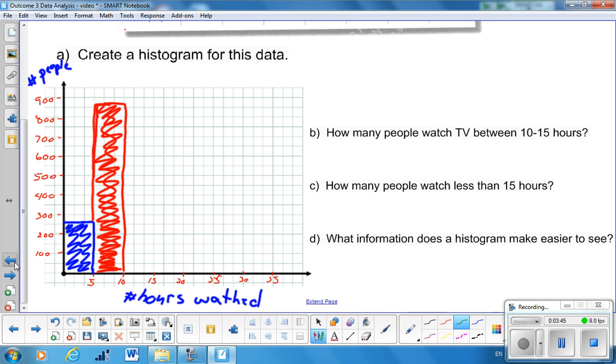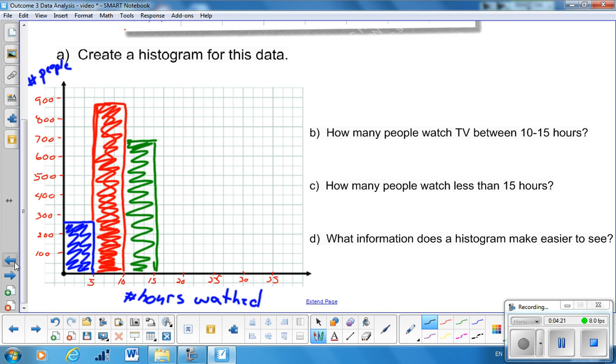The next one is 10 to 15. Between 10 and 15 hours are 684 people. So that's a little crooked, let's straighten that out. I need to come all the way up to 684, so I'm going to have to come just under that 700 mark. There we are. And then I can color in that bar.